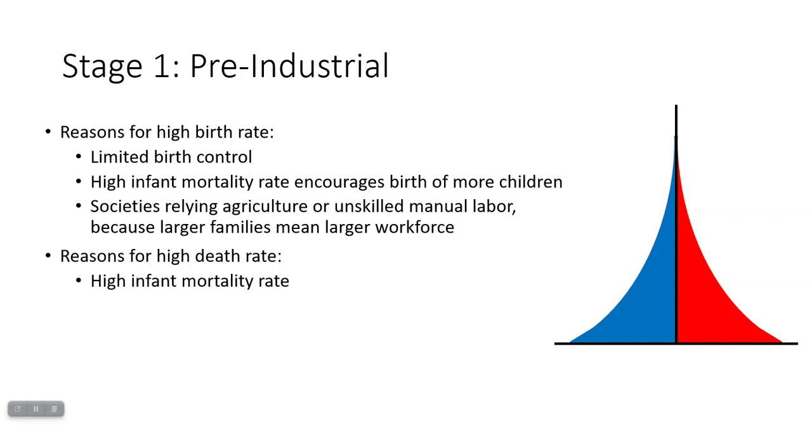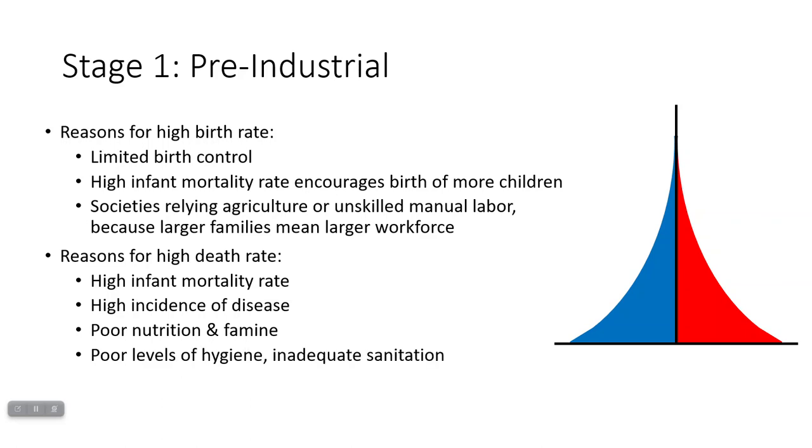And then why do you have a high death rate? Well, the high infant mortality rate, more diseases with less medical care, poor nutrition as well as famine, and not having proper sanitation, meaning trash collection, etc., and poorer levels of hygiene. Now, there are currently no countries in stage one of the demographic transition model, which is a good thing because that means you don't have high death rates. All these countries are industrializing, meaning that they're able to have industry, economics, etc. But all countries before the Industrial Revolution were in the pre-industrial stage.